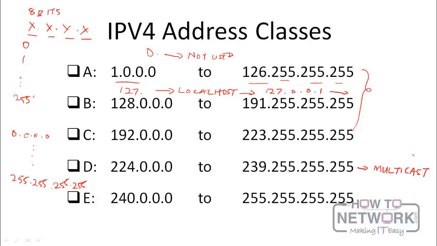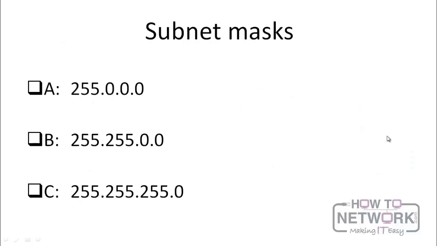Class E, all the way from 240.0.0.0 to 255.255.255.255, is actually used for research. So it's just set aside for research. So pretty much what you're going to be dealing with day to day is class A, class B, and class C. And now let's look at the differences in the classes.